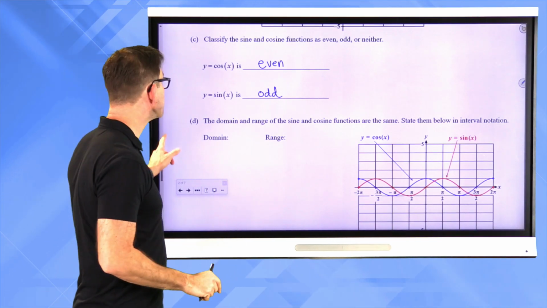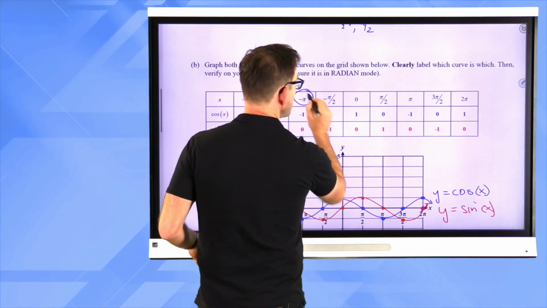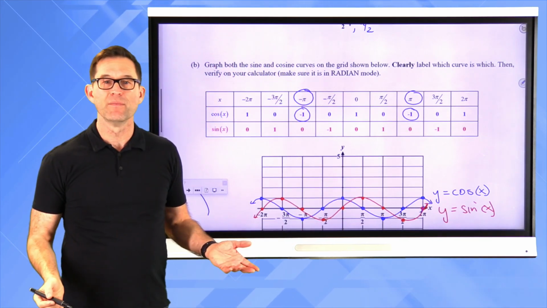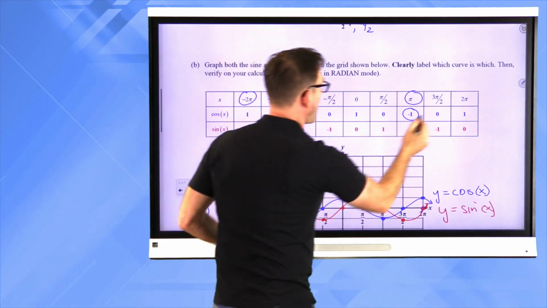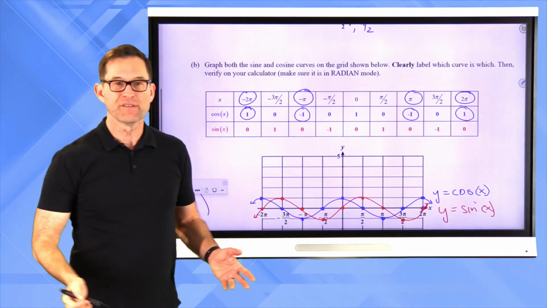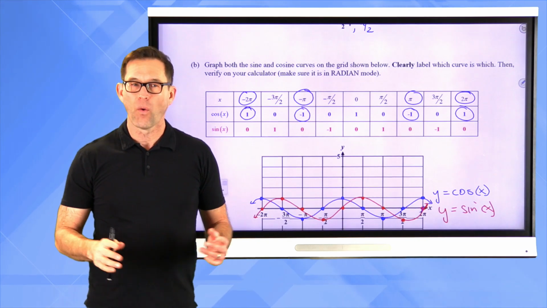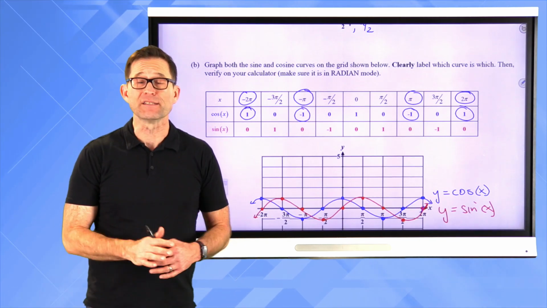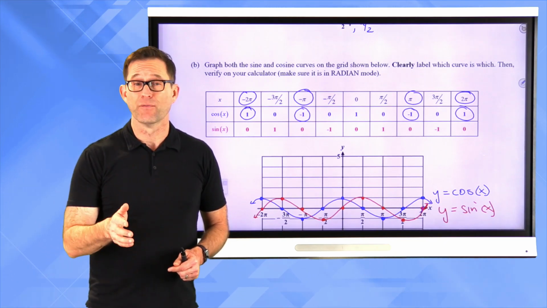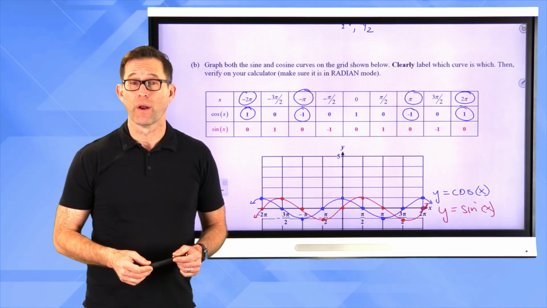Okay? And you can really see that in the table of values, right? If I look at cosine, say I take negative pi and pi. Look at those two outputs. They're the same, right? If I take negative 2 pi and positive 2 pi, and I look at those outputs, they're the same. Cosine doesn't care whether the angle is negative or positive, all right? And that's kind of nice because if you know that the cosine of, let's say, pi over 3 is positive 1/2, then the cosine of negative pi over 3 must also be positive 1/2.